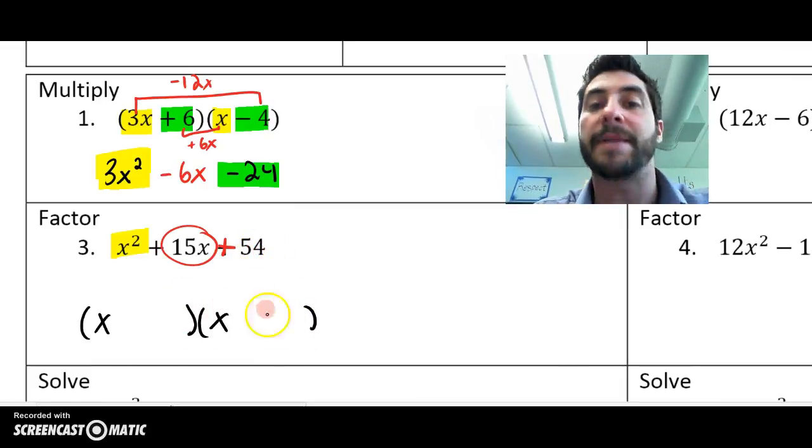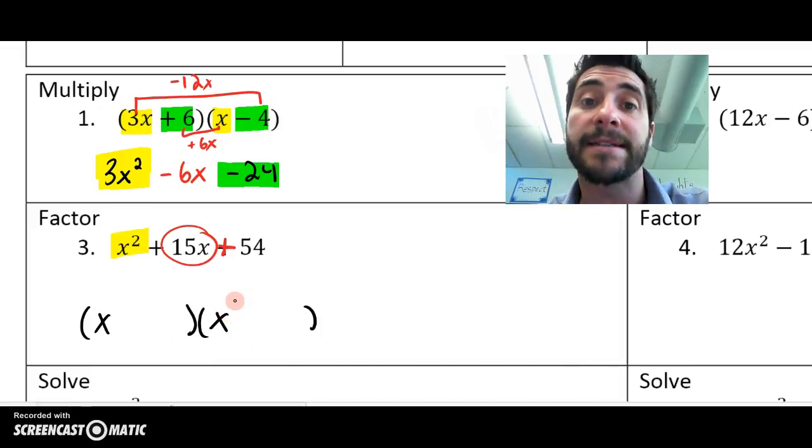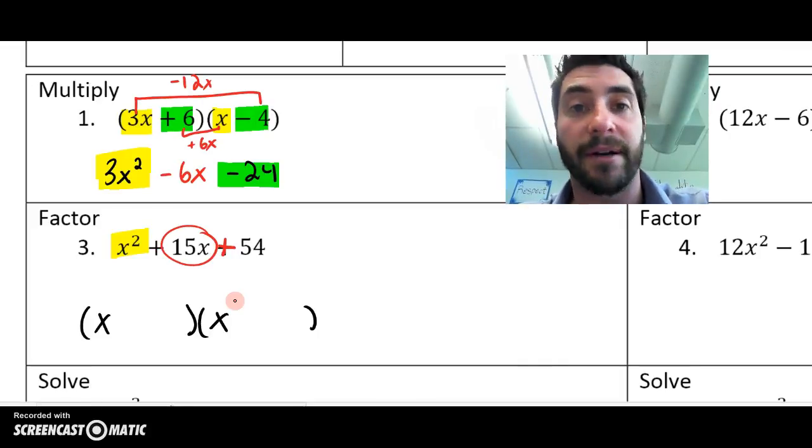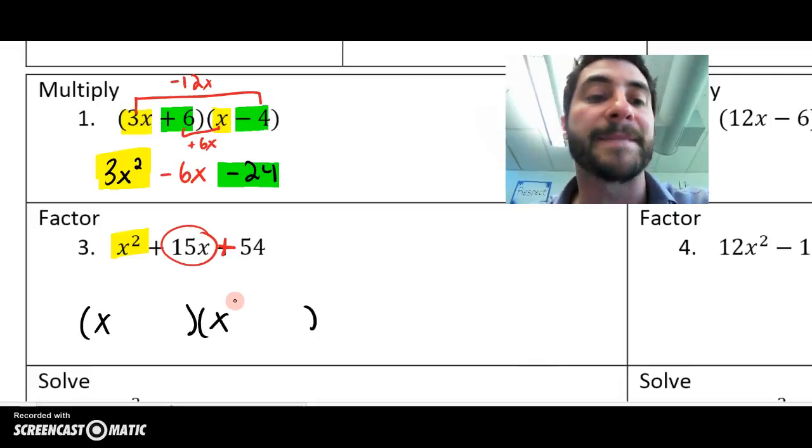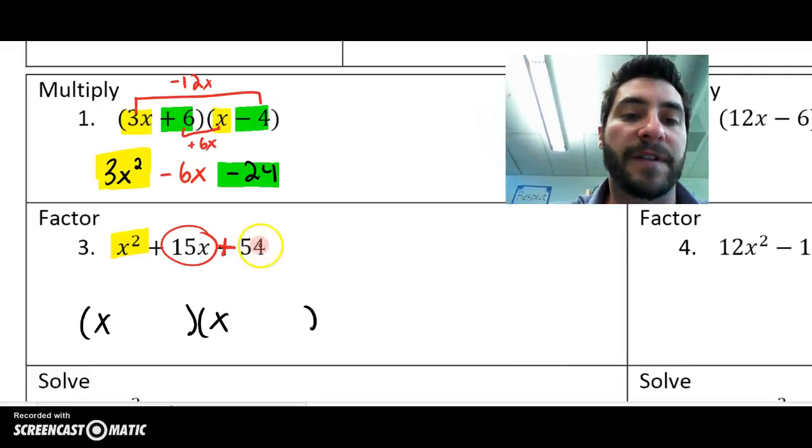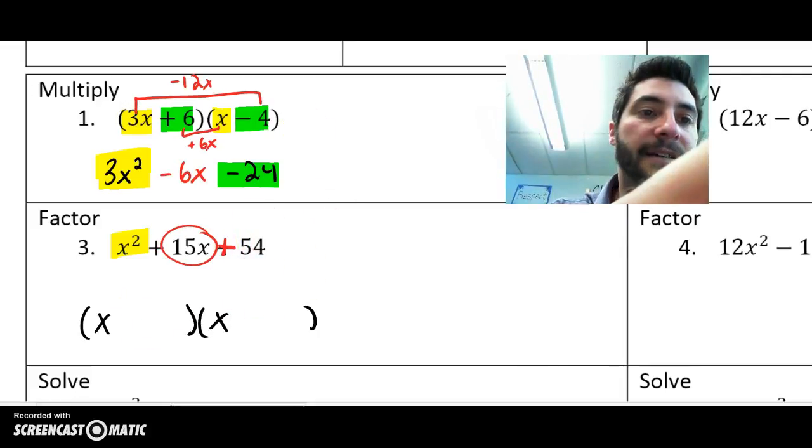So they have to be both the same, and when you add numbers that have similar signs, they work together and become a bigger positive, or a bigger negative if you have two negatives that are being added. So how do we make 54 that add to make 15?